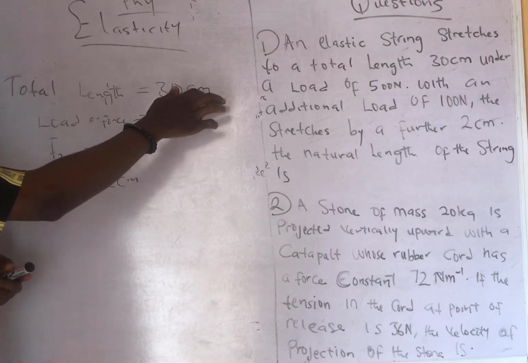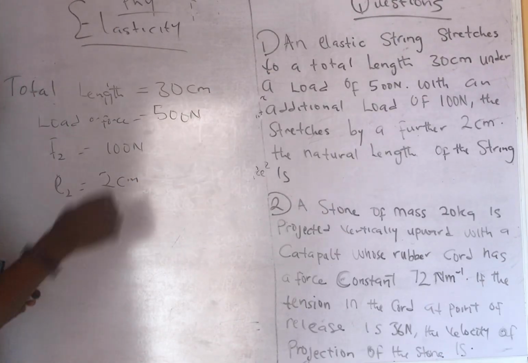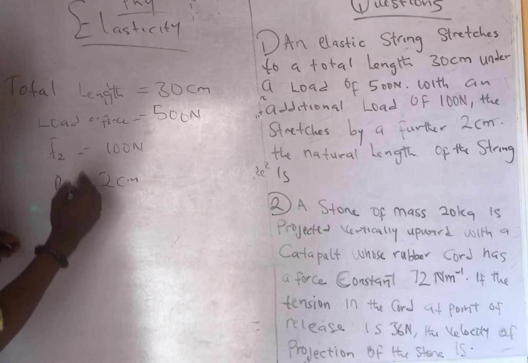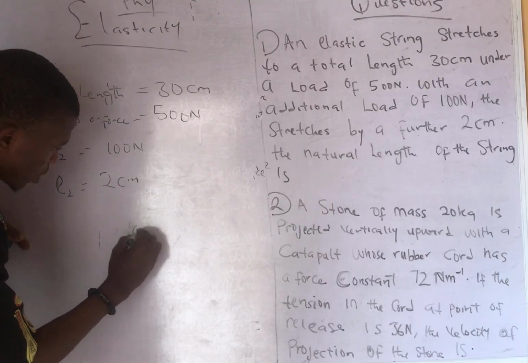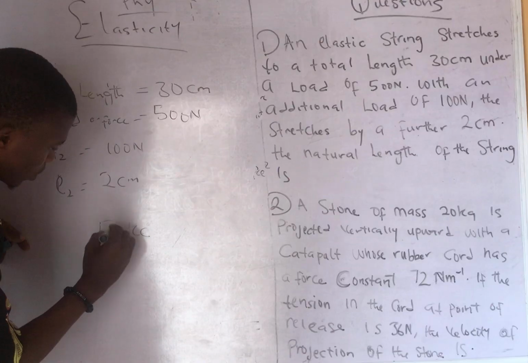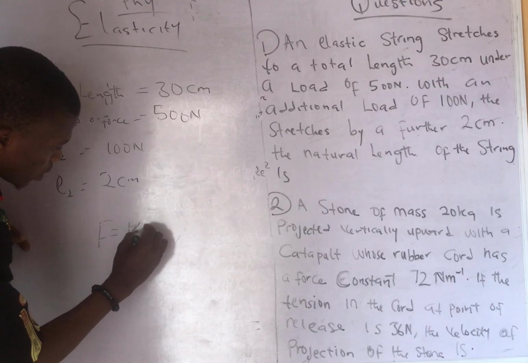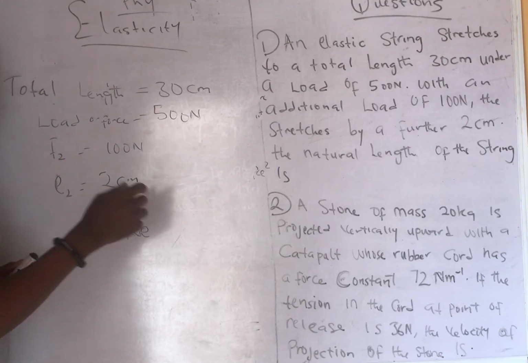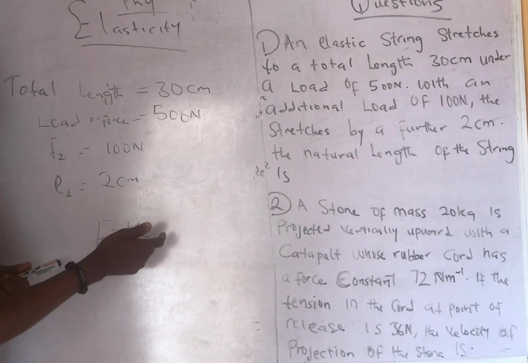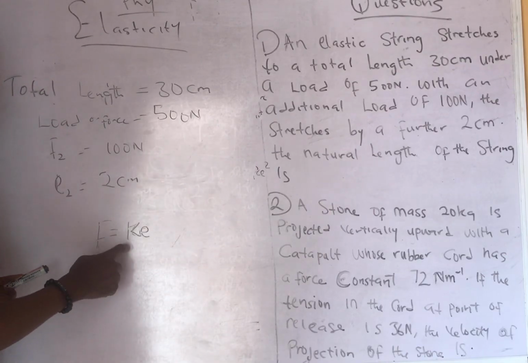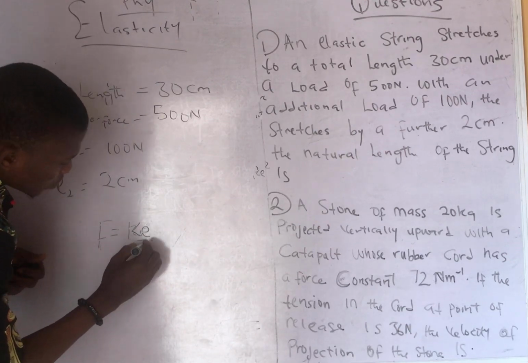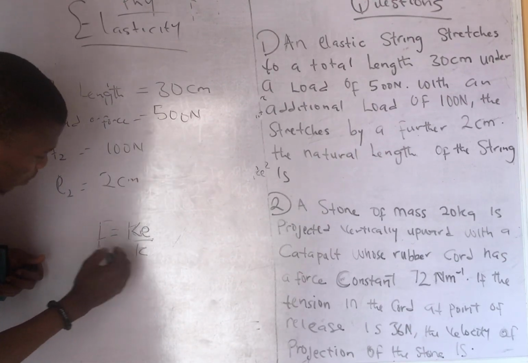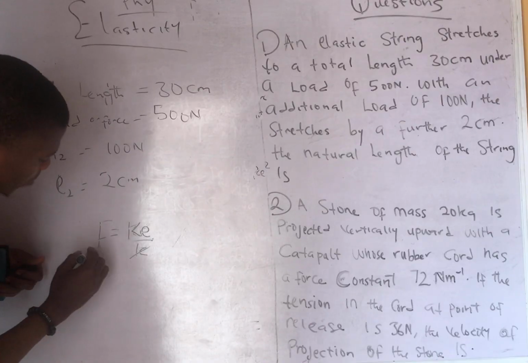You know you're not going to make use of this one because it's the total length with extension. Now, for us to calculate, we know that F is equal to ke. F is the force, K is the constant. Now we have the force, but we don't have the constant. Let's make K the subject of the formula, because of the parameters we have here. So divide by e.